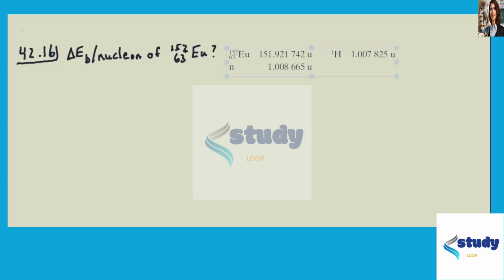42.16, we want to find the binding energy per nucleon of europium 152. We have this information about the masses of the europium atom, the hydrogen atom, and the neutron.